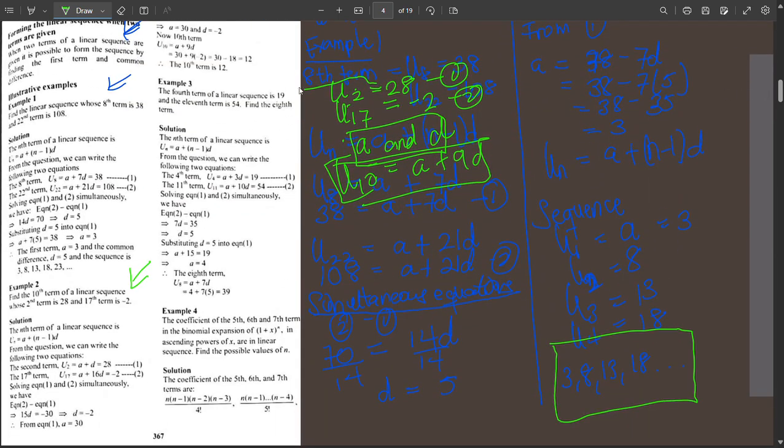Example 3. The fourth term of a linear sequence is this, and the 11th term is this. Find the 8th term. You can also solve this one with the same method. Then let's look at the next one.